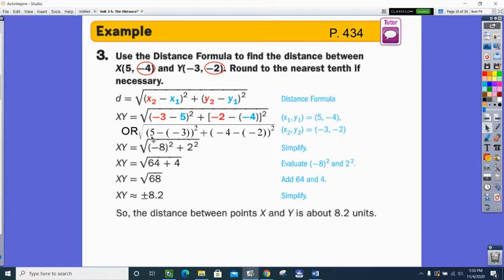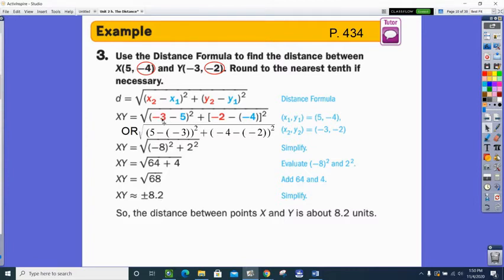Now, I did it the other way as well. I said, what if you went 5 minus a negative 3? So I did it in both directions. So x minus x, square it, plus y minus y, square it. Negative 3. Now, you can pick up your calculator, but what I'd like you to do is think your answer first, then check it in the calculator, so we make sure that you are continuing to practice negatives.